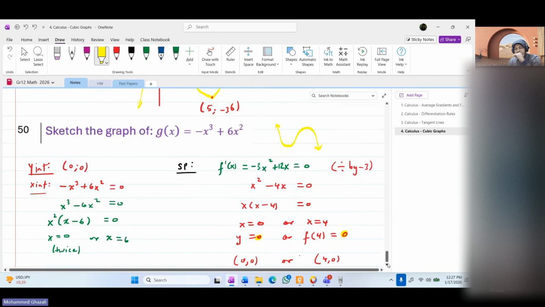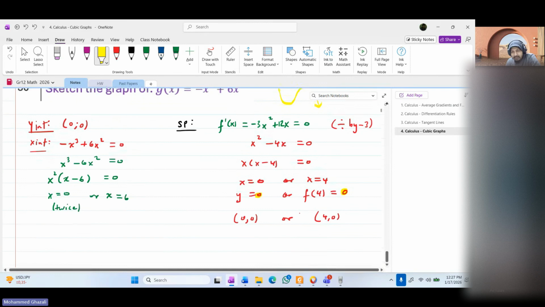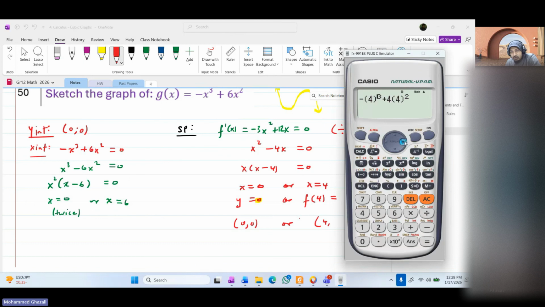If I substitute 4 inside, no, I think I made a mistake here. It's supposed to be 6 times 4. It's not 40, sorry. Yeah, there's a 6 here. See what I have entered. Supposed to be 6 times 4.